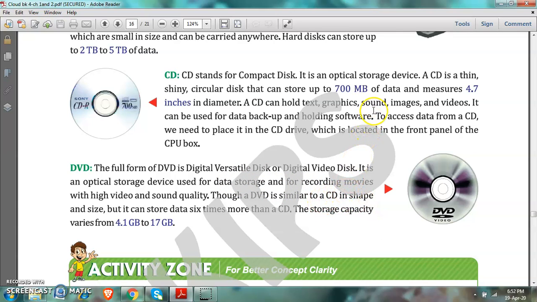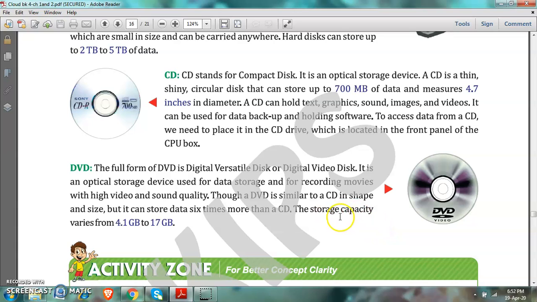Here we were using the CD for storing images, sound, graphics, text and videos with high video and sound quality. See here, the sound quality will be better. Though a DVD is similar to a CD in shape and size, what is different here? It can store 6 times more data than a CD. So the storage capacity is the main difference between CD and DVD.